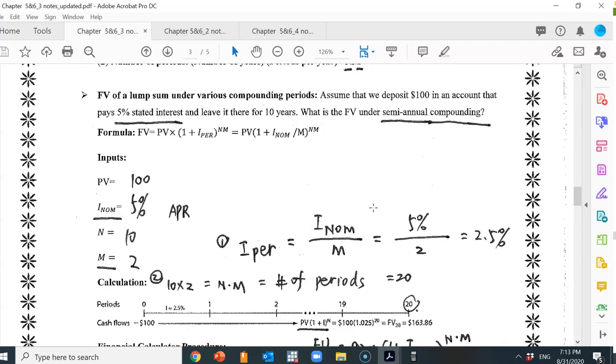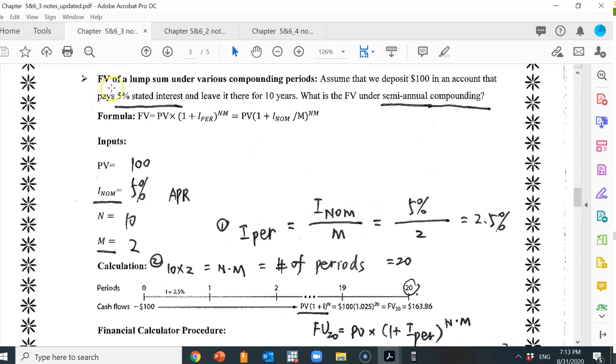Okay, let's look at an example here. What if we want to know the future value of a lump sum under various compounding periods? Assume that we deposit 100 in an account that pays a 5% stated interest rate and leave it there for 10 years. What is the future value with semi-annual compounding? This is very similar to what we learned in the first class about future value of a lump sum, but here we have semi-annual compounding, which means compounding twice a year, not once a year anymore.